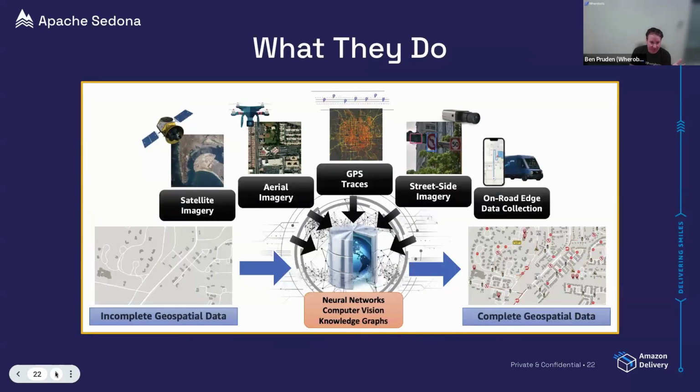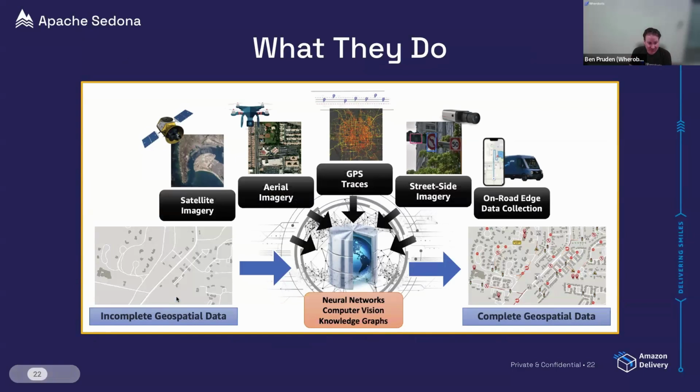So what do they do? They take satellite imagery, they take aerial imagery, they take deep GPS traces, street side imagery and the on-road collection from edge devices. They conflate all those things into a neural network and use computer vision and a knowledge graph to go about maintaining and updating their very detailed representation of the physical world.